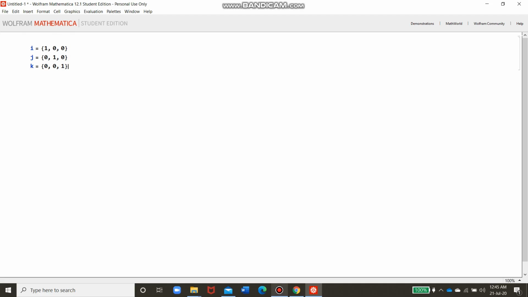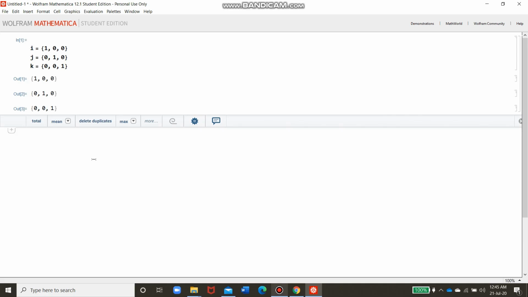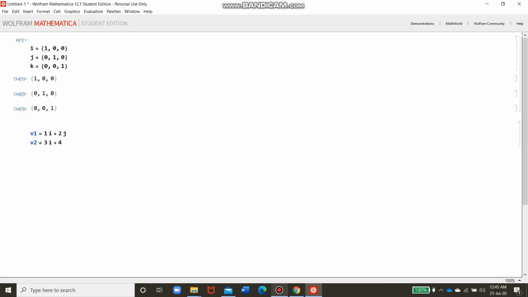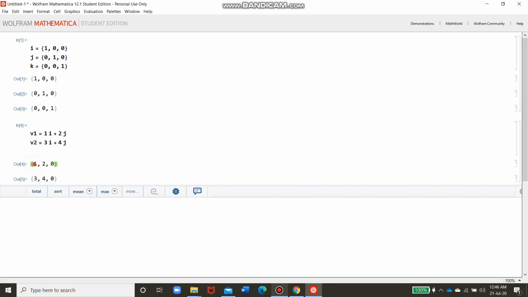Once that is done, I'm just going to press Shift Enter. So these are my three i, j, k values. And now I have two vector equations, where I'm going to define v1 as 1i plus 2j and v2 equal to 3i plus 4j. So right now I have defined my two equations. I do not have a k value, so that's why it's 0.